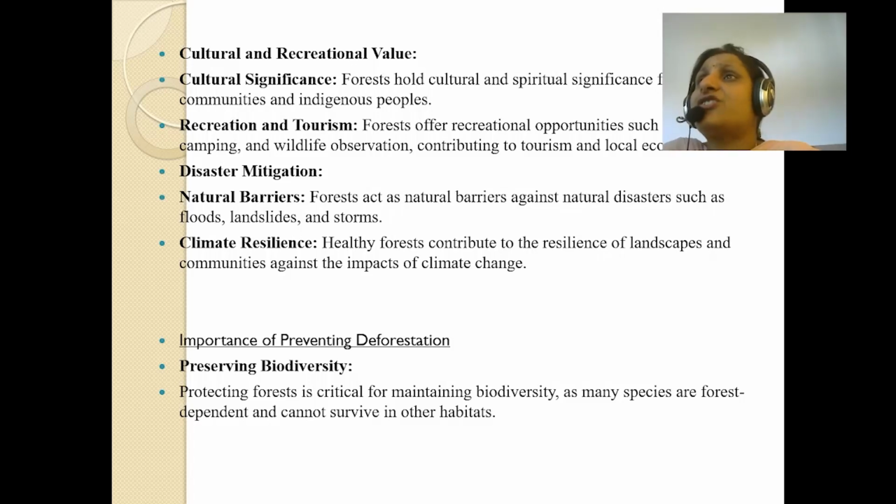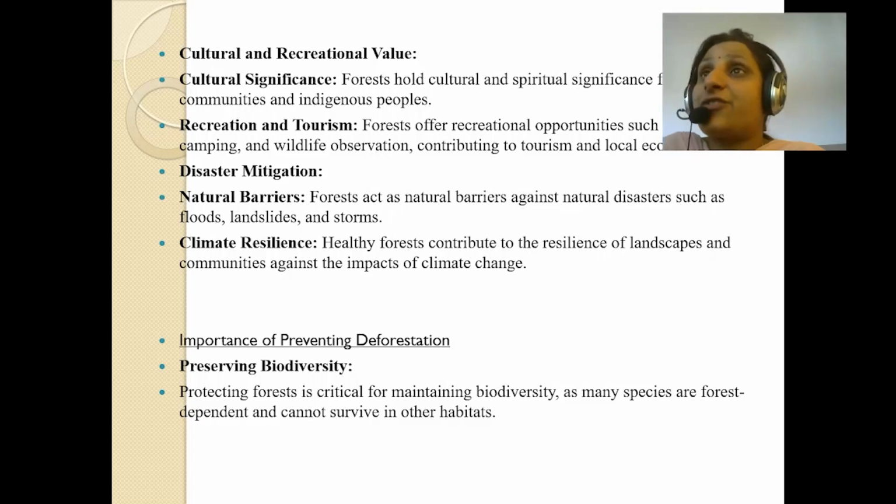Forests offer various recreational opportunities such as camping and wildlife observation, contributing to tourism and local economies. See, as I've told you, you only think that the benefit is only for them. But that benefit is also given to you by the forest. If there are forests, then only you get this benefit, and this can be a proper measure of economic value for the government and for private individuals. So you can do hiking, you can do camping, you can have wildlife observation, you can contribute to tourism and to local economies.